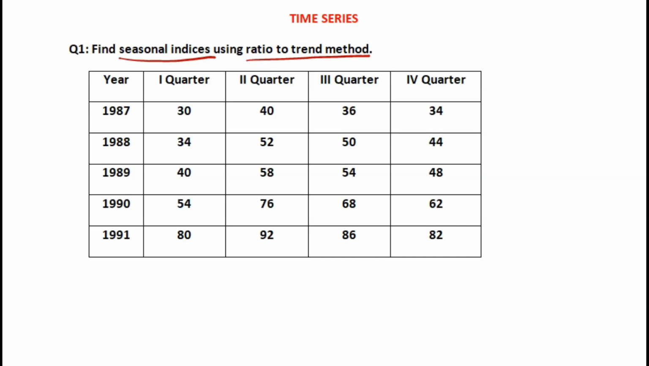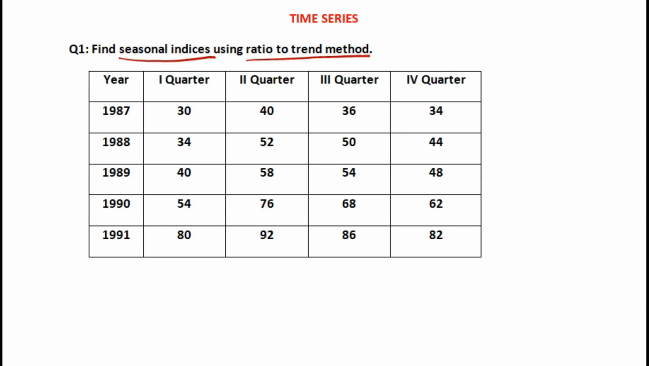For seasonal indices there are various methods, and this is also one of the methods of seasonal indices: the ratio to trend method. Here the question is given, the year is given, and then 4 quarters are given. Based on this we have to find out the information.